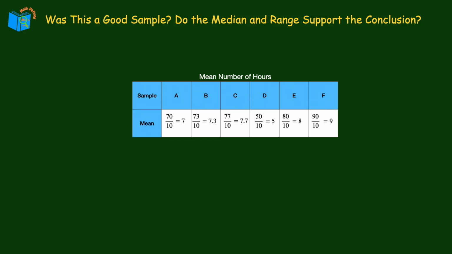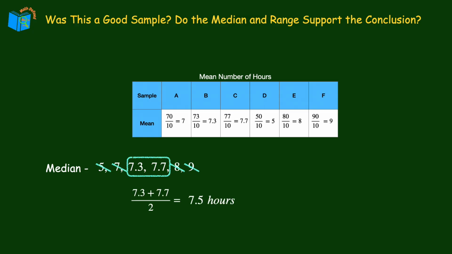But was this a good sample? Can we trust the results? Let's see if the center and the variation of the means support our conclusion that students studied about 7.3 hours per week. Let's find the median for our means first. Remember, when you have an even number of values, you have to find the mean of the two in the middle. So the median is 7.5 hours, which is close to the overall mean of 7.3 hours. So the estimate of 7.3 hours spent studying appears typical and reasonable.